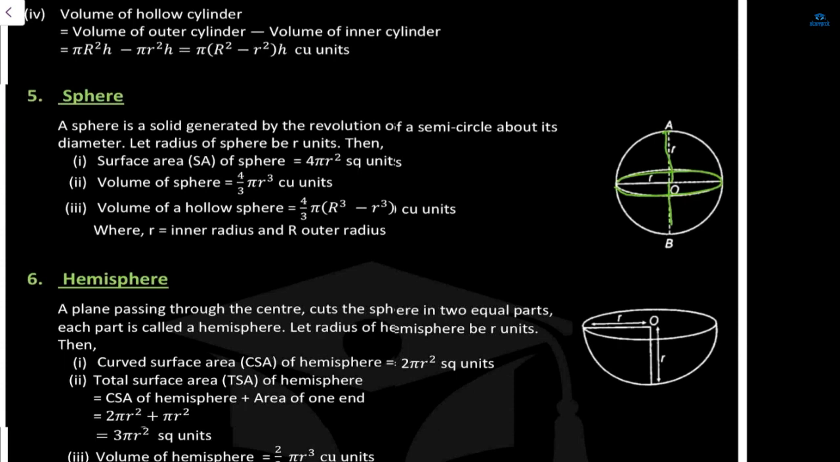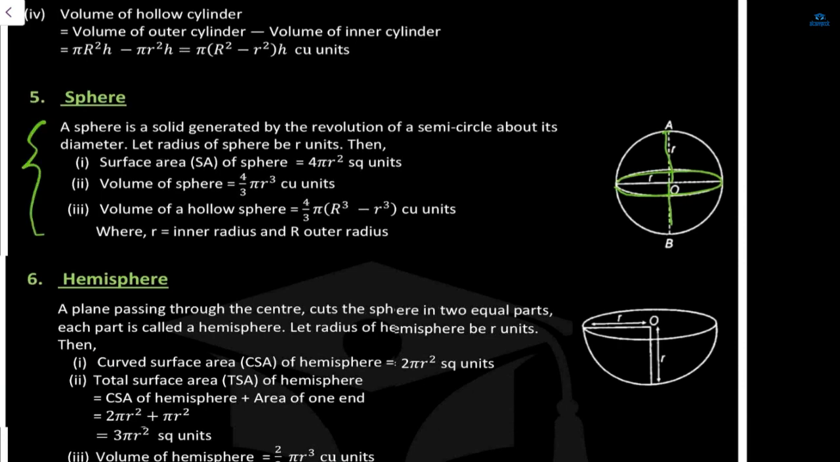Sorry, volume of the sphere. Volume of the sphere will be 4 by 3 pi r cube, and the volume of a hollow sphere is also 4 by 3 pi r cube. These formulas are very important, so you need to learn them. The formula for a hollow sphere and a sphere is the same. Only in a hollow sphere, since it is hollow inside, two radii will be included, the inside and outside radius.